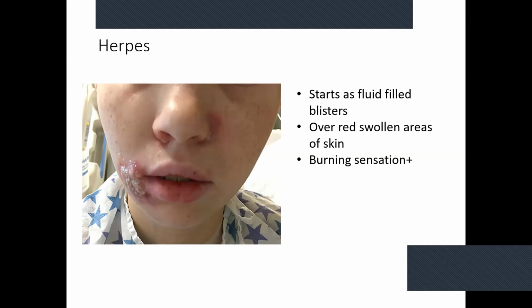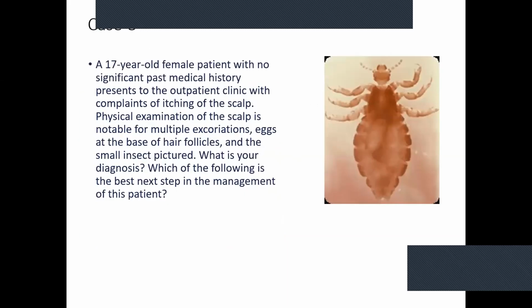Case 3, 17-year-old female patient with no significant past medical history presents to the outpatient clinic with complaints of itching of the scalp. Physical examination of the scalp is notable for multiple excoriations, eggs at the base of the hair follicles, and the small insect pictured. What is your diagnosis? Which of the following is the best step in the management of this patient?